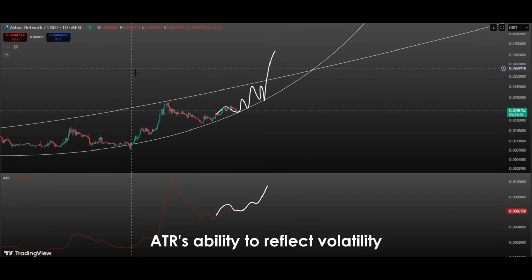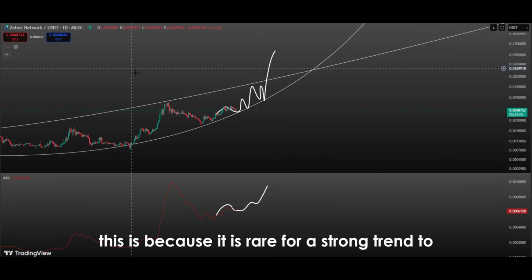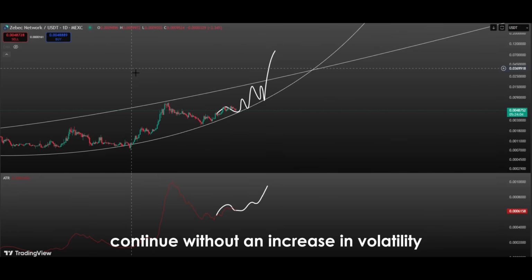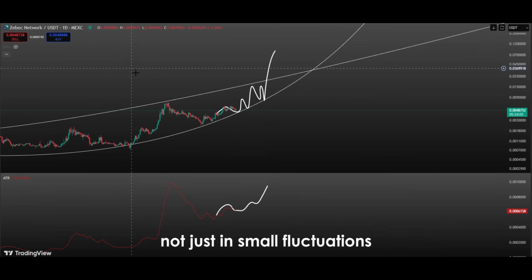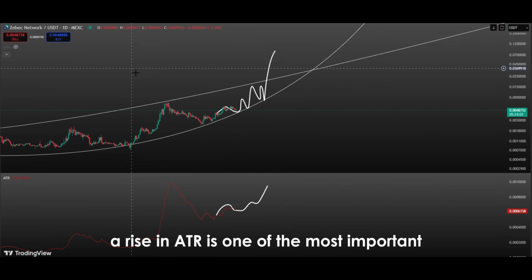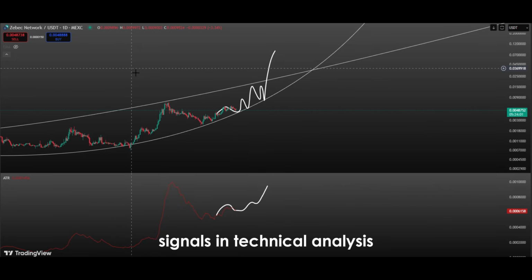ATR's ability to reflect volatility makes it indispensable in trend-following strategies and breakout strategies. This is because it is rare for a strong trend to continue without an increase in volatility. When ATR rises, price movement is expected not just in small fluctuations but in large moves. Therefore, a rise in ATR is one of the most important signals in technical analysis that the move has started.